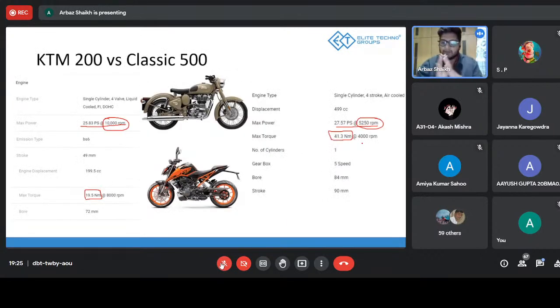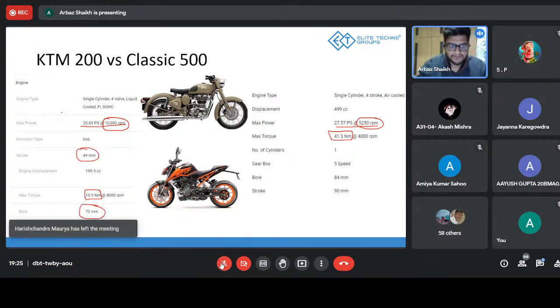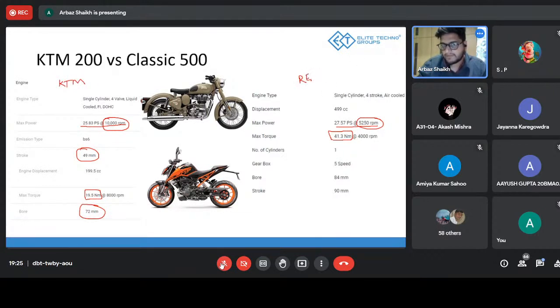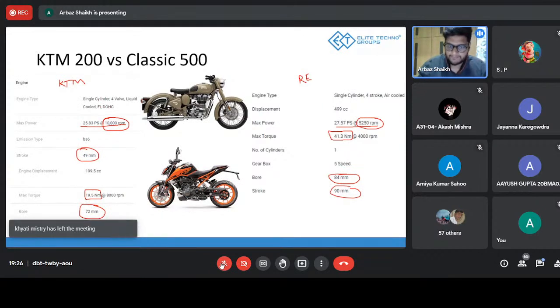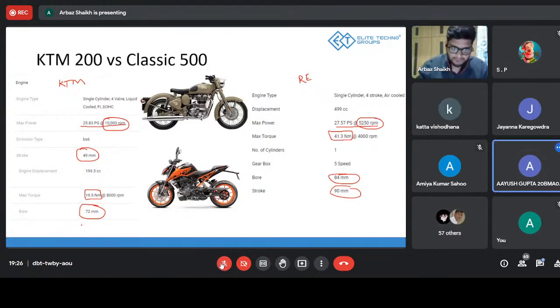But before that, let's figure out what kind of engines these two have. So we have the stroke and the bore of our KTM. On the right, we have KTM, and on the left, we have the Enfield. So we have the stroke and bore of both engines. So you tell me, what kind of engine does KTM have? Is it a short stroke or long stroke? Long stroke. Okay. Somebody said long stroke.